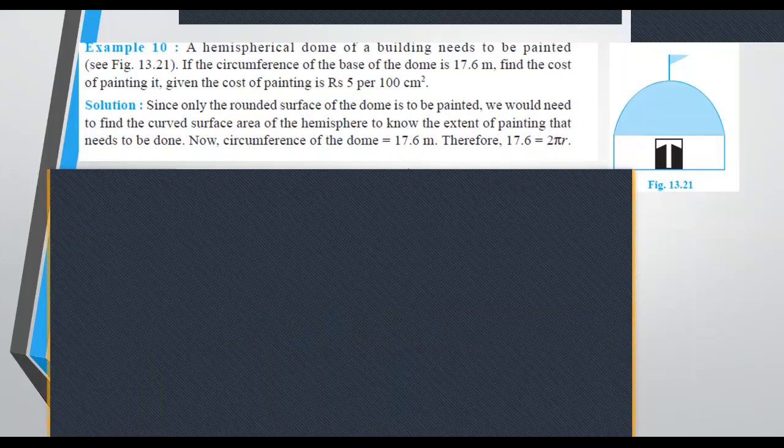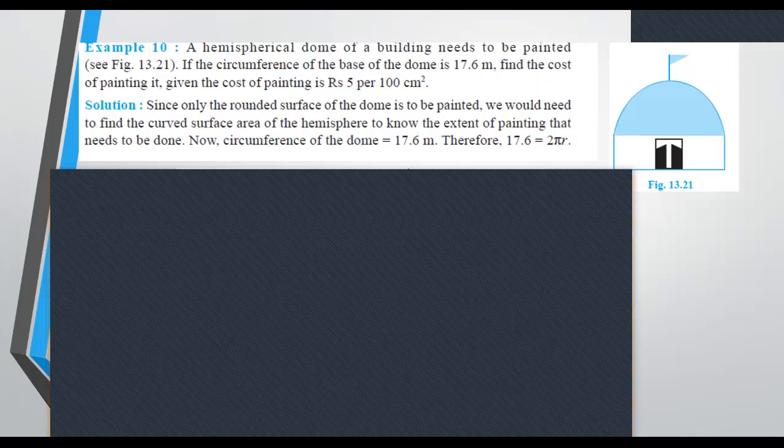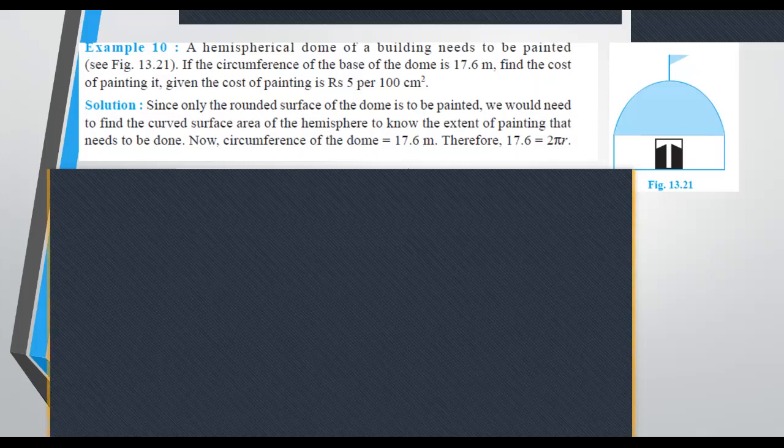If the circumference of the base of the dome is 17.6 meter, circumference of the base is given. What is the formula for circumference? 2 pi r. From 2 pi r, what can we calculate? The radius. Now listen to me. Calculate r in the form of pi. Don't touch it, because afterwards, when we continue working, the pi's will get cancelled off. Leave it in the form of pi. So what will be the radius? 17.6 divided by 2 pi. Right? Leave it in the form of pi.